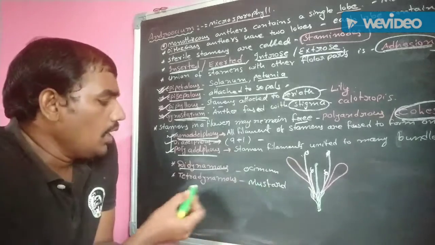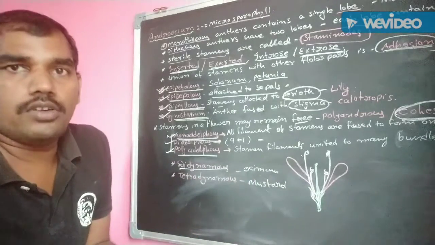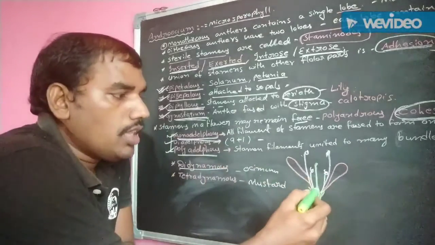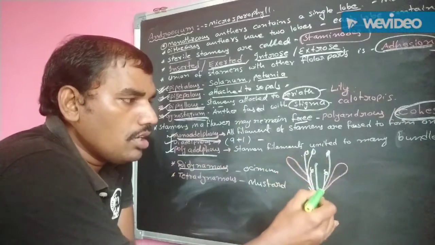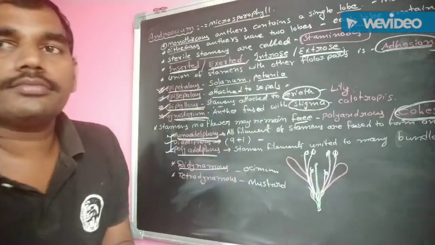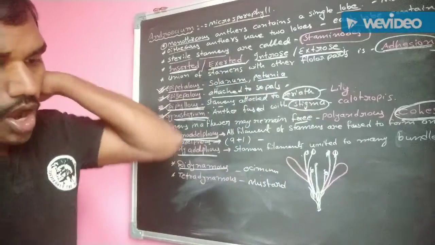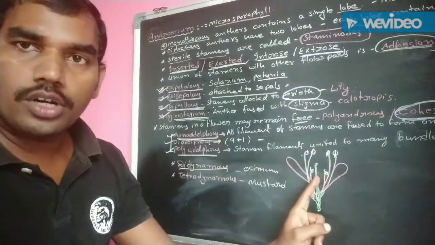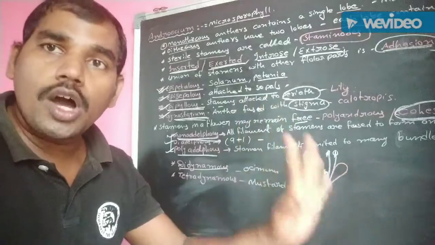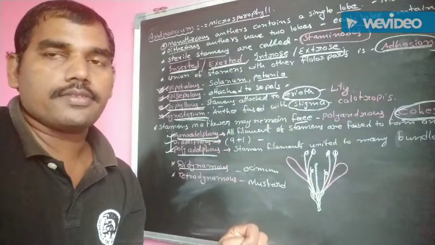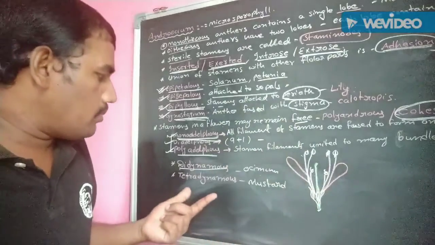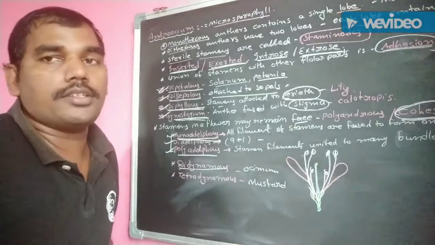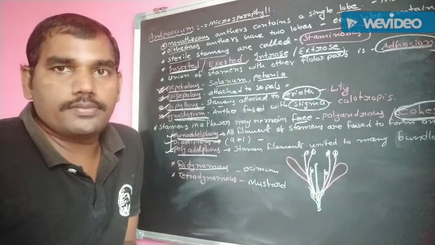Mustard. In mustard, tetradynamous stamens are found. Tetradynamous means two stamens are short and the remaining four stamens are long. Especially in mustard, the outer two stamens are shorter, and the remaining inner four stamens are longer than the outer stamens. This type of varying length of stamens is known as tetradynamous stamens. Example, mustard.